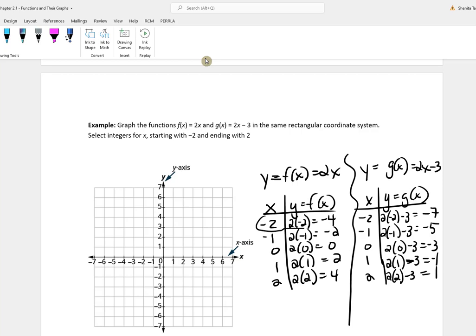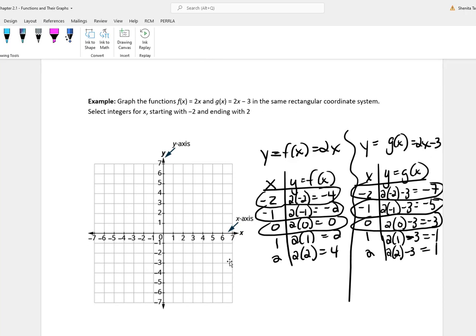Each one of these will be your ordered pair, so that's what we're going to graph. The first graph I'm going to do will be y is equal to 2x. Let's go ahead and plot negative 2, negative 4. You go to negative 2, down to negative 4. Then you go to negative 1, down to negative 2. 0, 0 is at the origin. Then you have 1, 2, and then you have 2, 4.